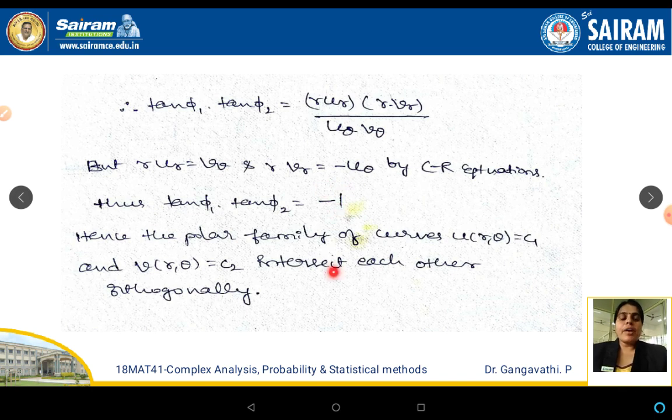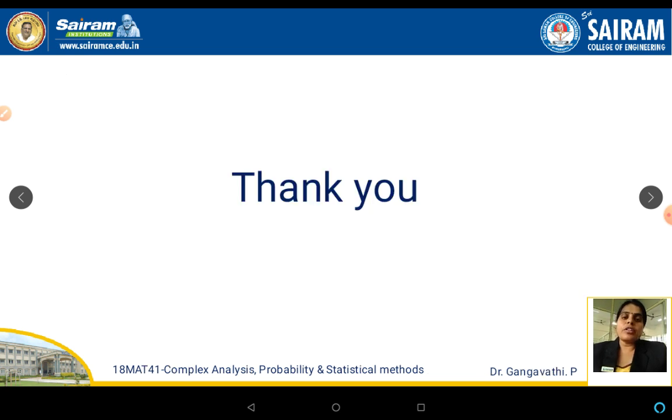Hence the polar family of curves u of r comma theta is equal to c1 and v of r comma theta is equal to c2 intersect each other orthogonally. So this is the proof of the orthogonal property in polar form also.